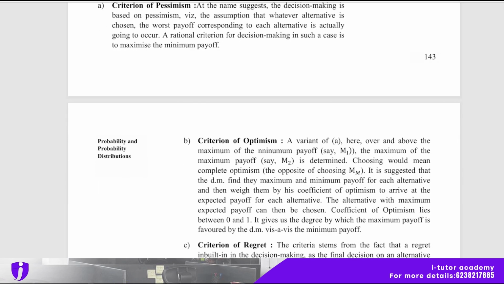And criterion of optimism, a variant of the above. Over and above the maximum of the minimum payoff, the maximum of the maximum payoff is determined. Choosing it would mean complete optimism. It is suggested that the DM find the maximum and minimum payoff for each alternative and weigh them by his coefficient of optimism to arrive at the expected payoff for each alternative.